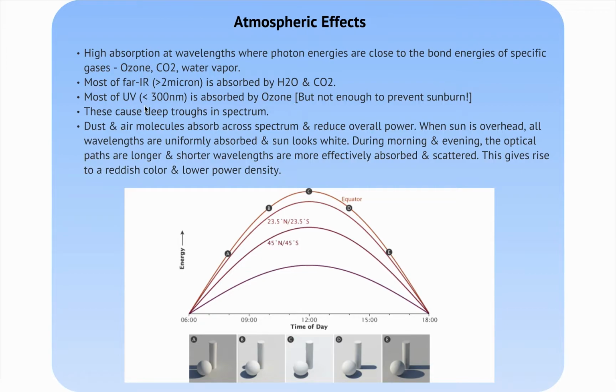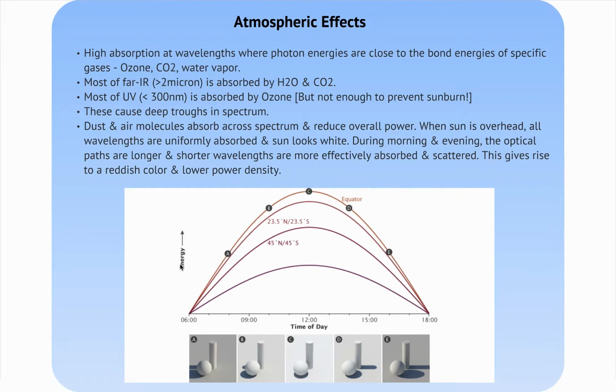All these absorption events can cause deep troughs in the spectrum, as we saw before, those very narrow spectral gaps. Dust and air molecules absorb across the spectrum and reduce the overall power. Roughly speaking, when the sun is overhead, all the wavelengths are uniformly absorbed and the sun looks white, whereas during the morning and evening, or yellowish, let's say, the optical paths are longer and shorter wavelengths are more effectively absorbed and scattered. This gives rise to the reddish color and lower power density.